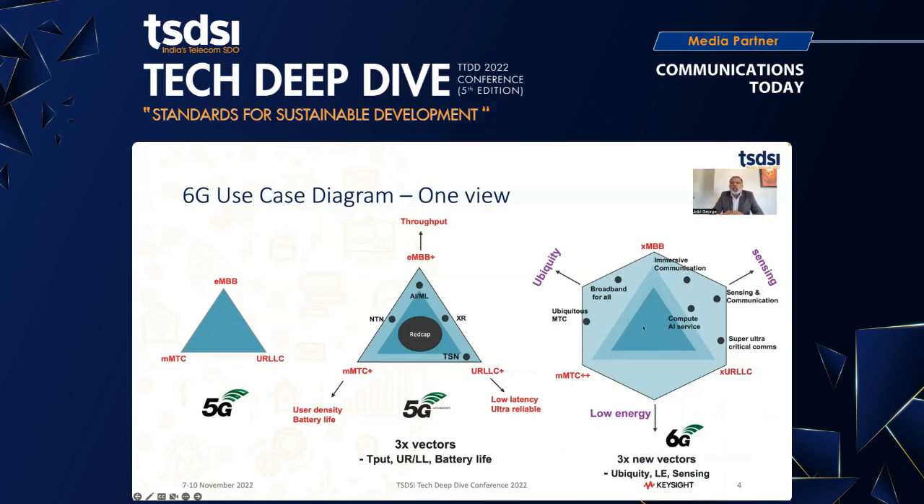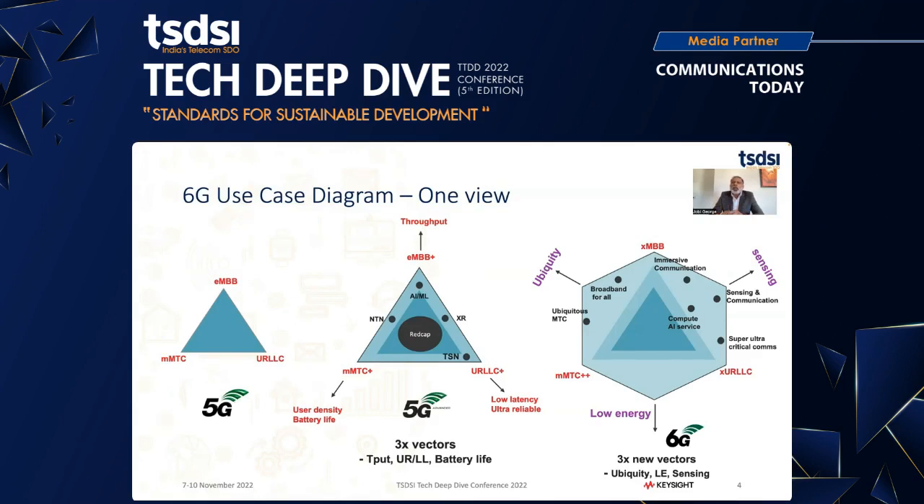For 6G, several updated diagrams have been presented. Here, my particular spin on this. Here I show some new vectors, which are extended from the sides of the 5G triangle: sensing, low energy, and ubiquity. As we all know, the sub-terahertz frequency has a feature for sensing capability. So this can be used for sensing the surroundings of people.